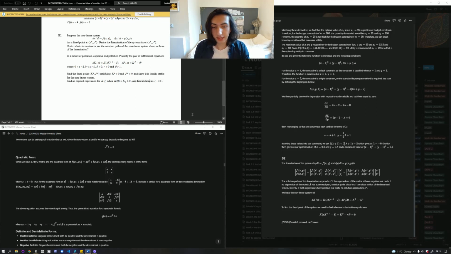I got stuck on the derivative when both derivatives have to equal 0. I know how to do this, but I can't. I know generally how to do nonlinears, but this nonlinear is quite tricky, and I couldn't quite manage it. If anyone else knows how to do this, please let me know. Okay, that's all I could really figure out. I'm sorry I couldn't complete B2.